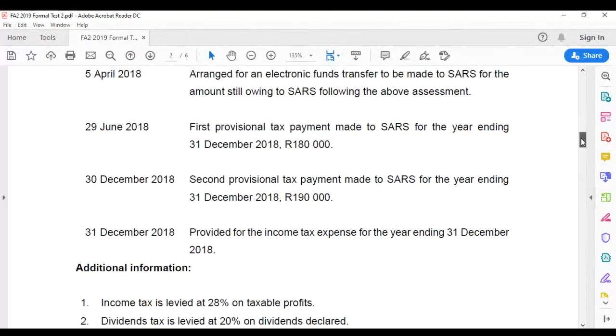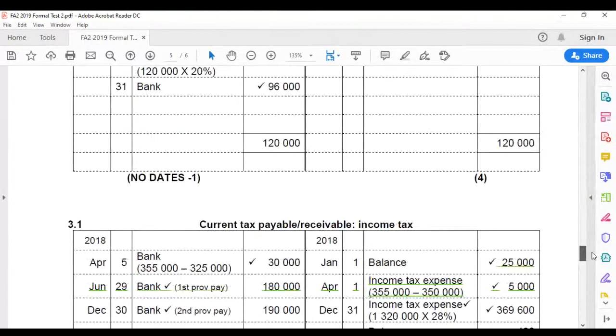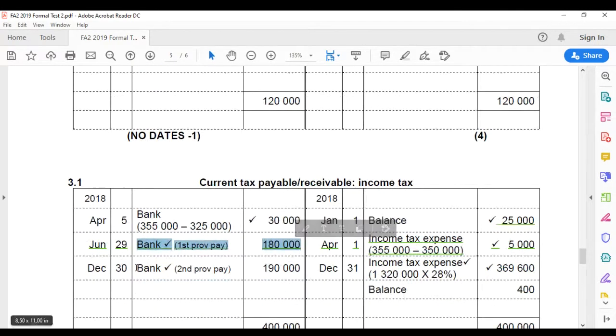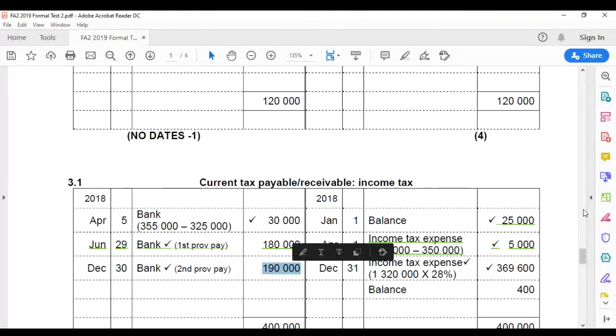Okay, ladies and gentlemen, let's have a peek at our ledger account to see whether I haven't misled you. I don't actually want to show you the right-hand side. Doesn't help me holding my hand over that part. You can still see it. So just look at the debit sides. There we go. We credited bank for the first provisional tax payment of 180,000 in the same year. We credited bank, and in both cases we debited the current tax payable or receivable income tax account. First provisional tax payment 180,000 rands. Second provisional tax payment 190,000 rands.